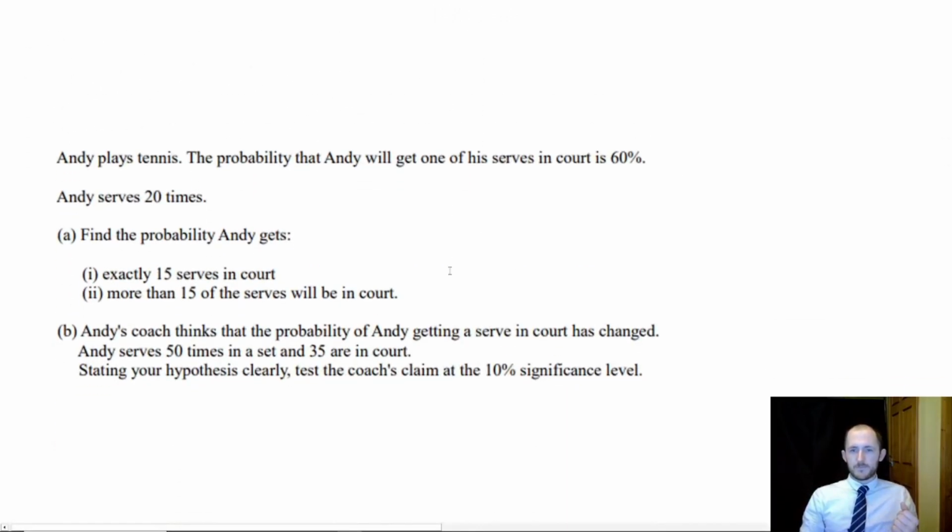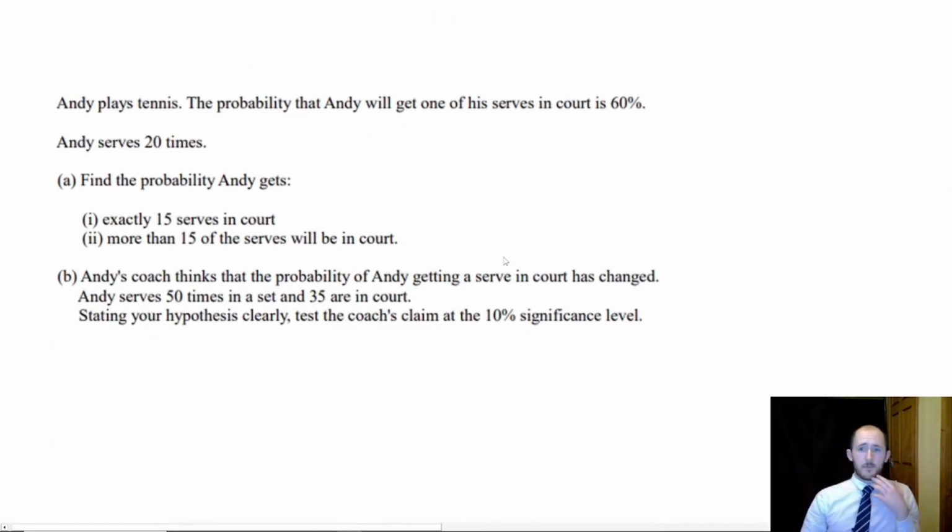Cool. Andy plays tennis. The probability that Andy would get one of his serves in the court is 60%. Andy serves 20 times. Find the probability that Andy gets exactly 15 serves in the court. So the first thing we're going to do is write out a binomial distribution. The sample size is 20. The probability that he gets in the court is 60%.